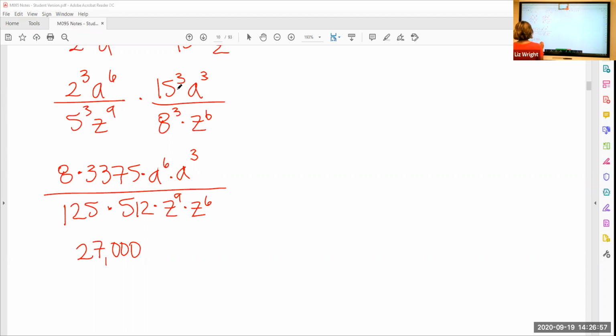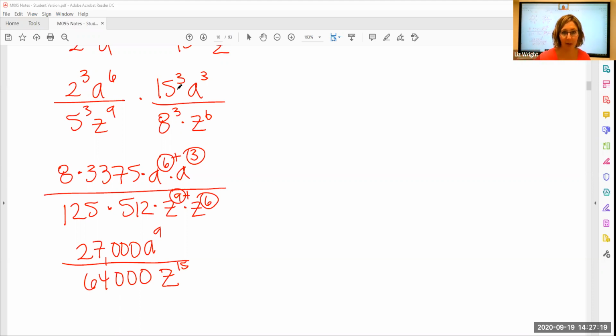So in our numerator, you should be getting 27,000 when you multiply that out. And then adding these, we now have a to the 9th. And then multiplying our 125 times 512, you should be getting 64,000. And then we're taking z and adding these exponents, and that's going to give you z to the 15th. So then we need to reduce.